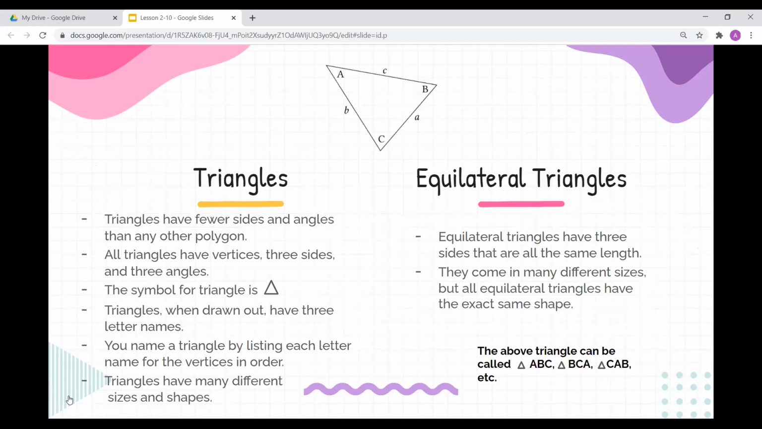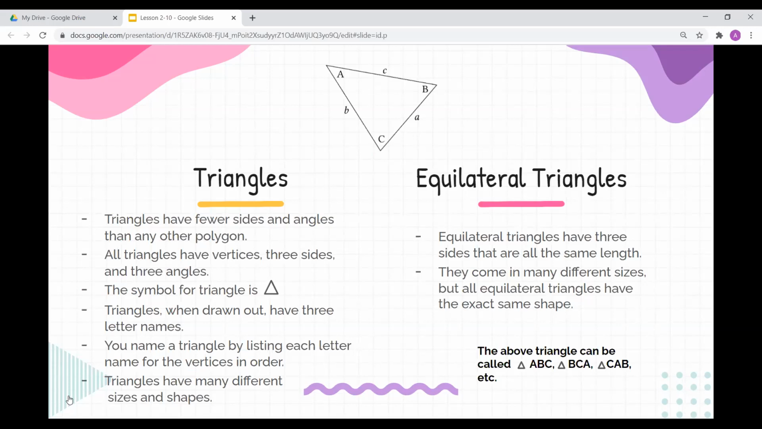Triangles versus equilateral triangles. Here's more information about triangles. Maybe you know it already, but triangles have fewer sides and angles than any other polygon. All triangles have vertices, 3 sides, and 3 angles. The symbol for the triangle is simply a small triangle. And if you're writing out the letters for a triangle, you'll always put the triangle symbol first, followed by the letters of the sides. Triangles, when drawn out, have 3-letter names.